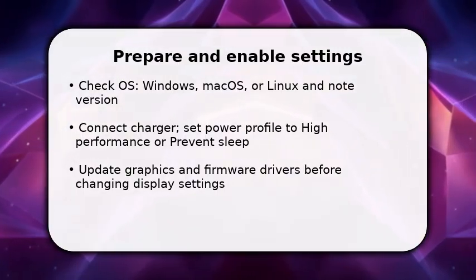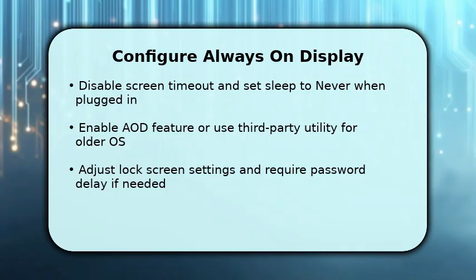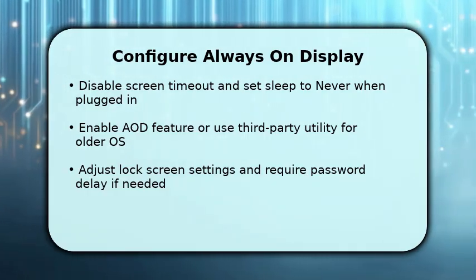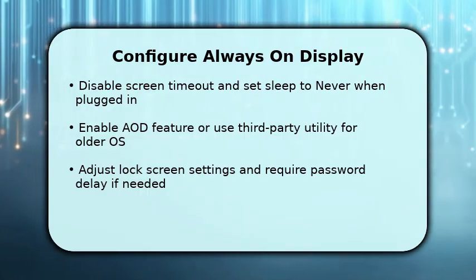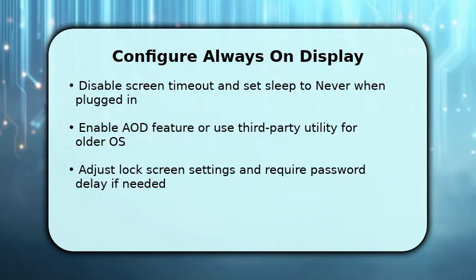Once basic power options are set, enable the Always On Display feature if your laptop supports it. On Windows, use lock screen settings, and on Mac OS, use hot corners or third-party apps. If native AOD is absent, install a lightweight utility that prevents idle dimming.